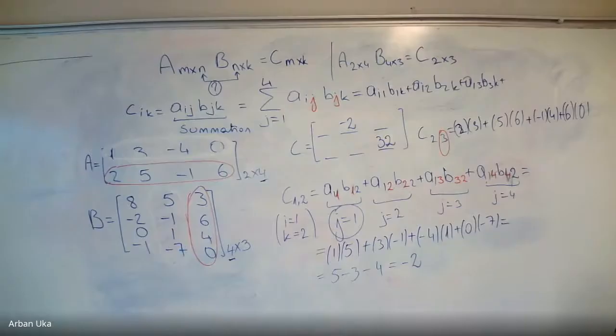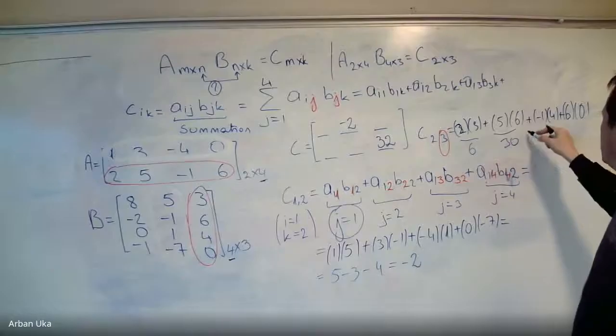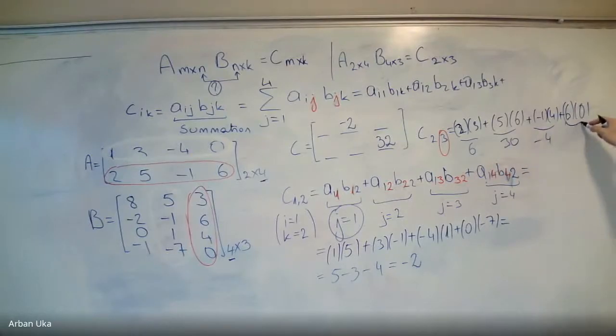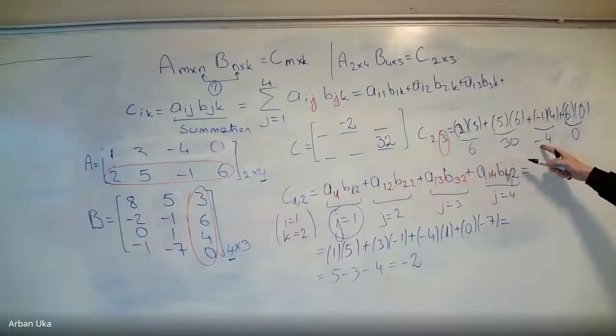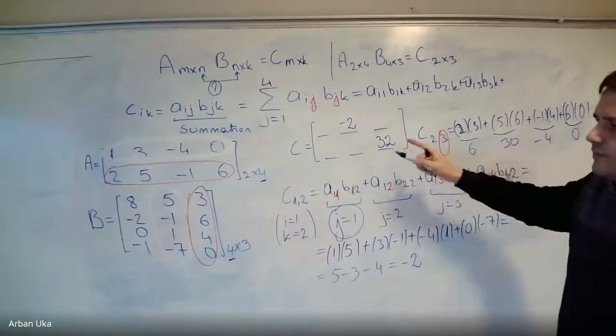So notice. Let's see, the second row and the third column. Yes. So we're getting a 6, then a 30, then a minus 4, and then a 0. Exactly. That's what I was trying to write here. Okay. So you get 36 minus 4, you get 32.